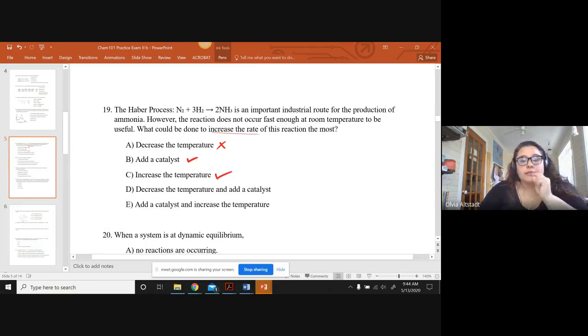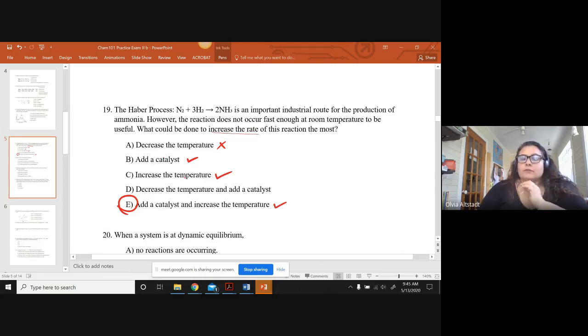Increase the temperature, that's a good option. So I already have two things that could work: add a catalyst and increase the temperature. So that summarizes both of those, okay? Now, again, we're dealing with Chem 101, which is a different format than what I would usually do.